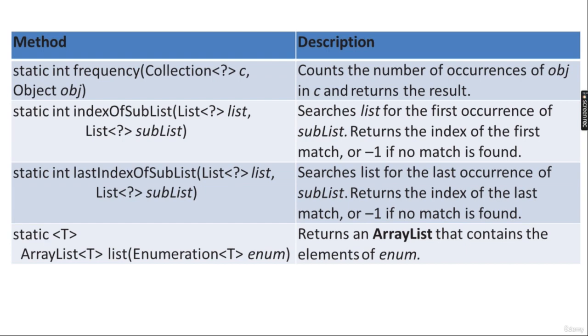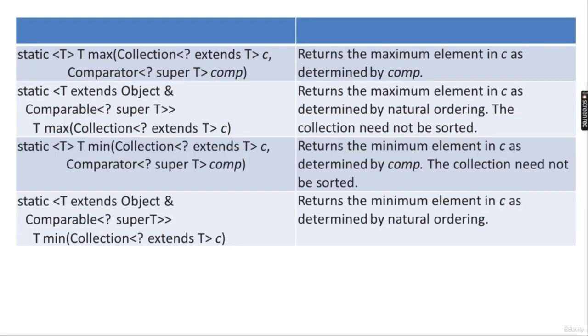static int indexOfSubList(List list, List subList) searches the list for the first occurrence of the sublist; returns the index of the first match, or -1 if no match is found. static int lastIndexOfSubList(List list, List subList) searches the list for the last occurrence of the sublist; returns the index of the last match, or -1 if no match is found. static <T> ArrayList<T> list(Enumeration<T> enum) returns an ArrayList that contains the elements of the enum.